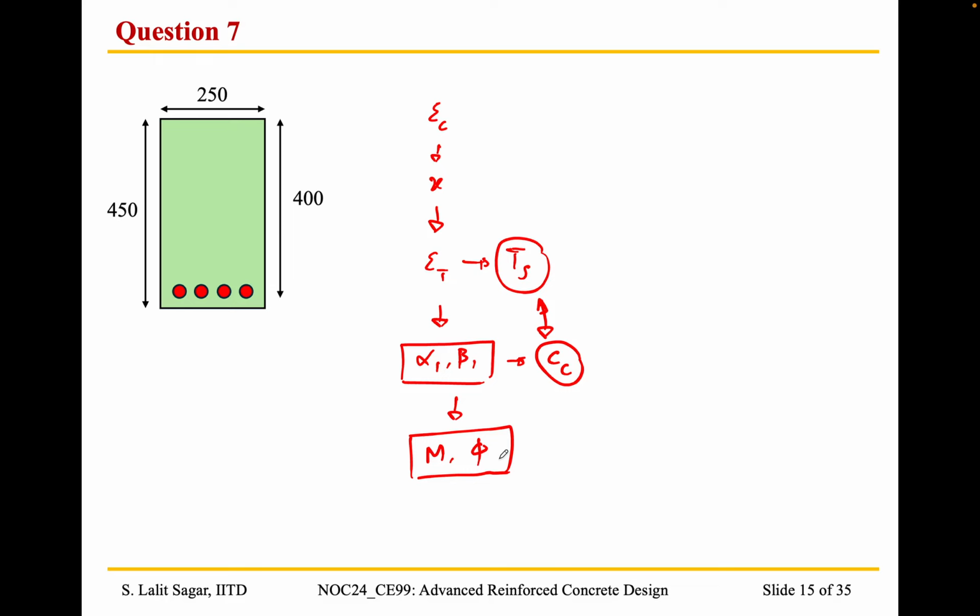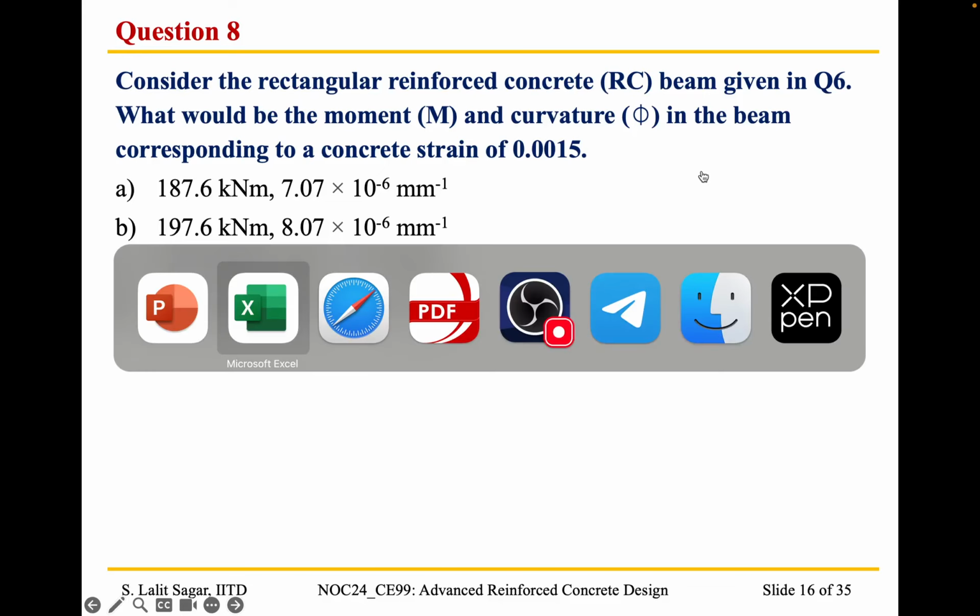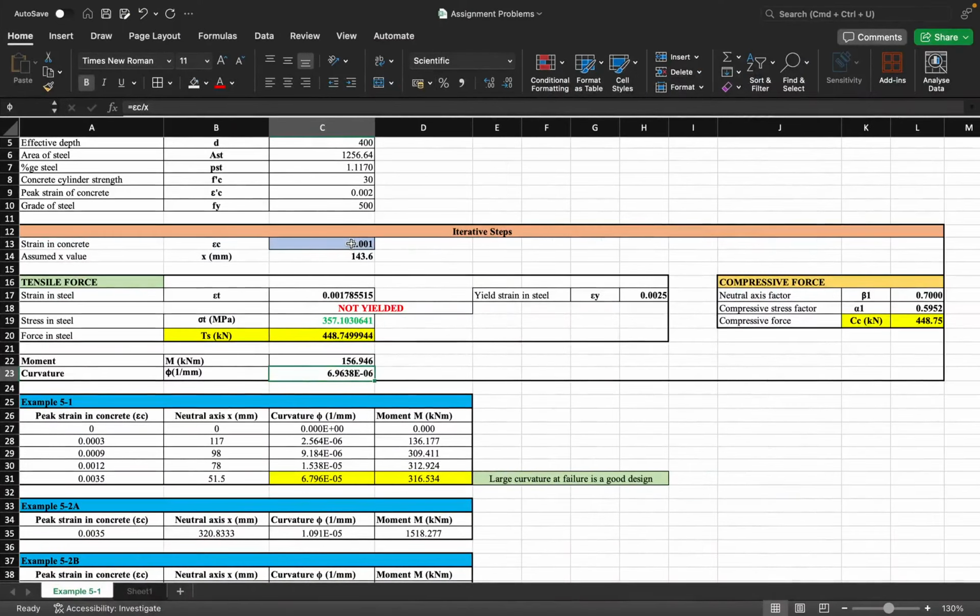Okay, moving on. Again we need to find out the value of M and phi for a strain of 0.0015. Okay, let us go back to our Excel sheet. Here we are going to change it to 0.0015.